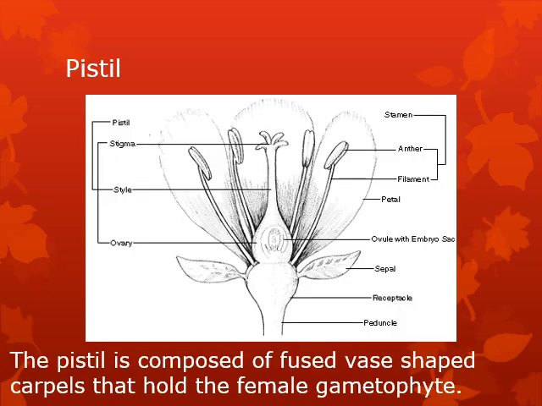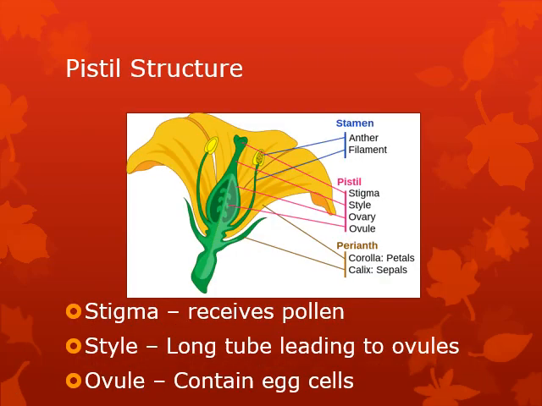The female part of the plant is the pistil. Here you can see the stamen coming off, and the center part is the pistil. It's sort of this vase shape, and it holds the female gametophyte. The pistil has three components. It's got the stigma at the top. It's like a little hand. It grabs onto pollen as it goes by. The style, the long piece, and the ovary at the bottom. The ovary contains the egg. The style is the tube the sperm swim down. The stigma receives the pollen.